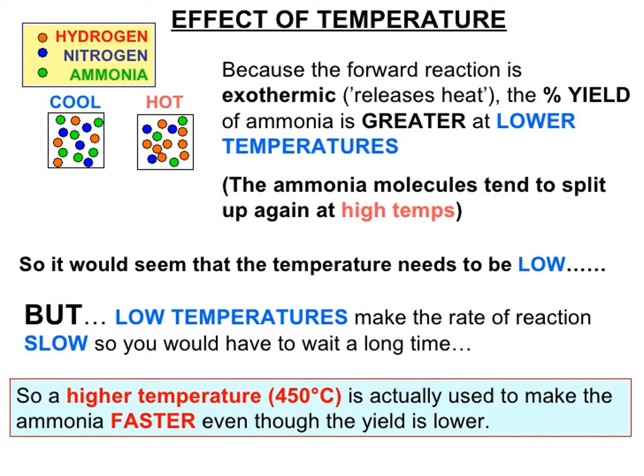The yield of ammonia produced by the Haber process depends on two factors, temperature and pressure. The ammonia molecules tend to split up again at high temperature. That is another problem, that at high temperature ammonia molecules split up into nitrogen and hydrogen again. So it would seem that the temperature needs to be low. But with low temperature, what is the problem? Low temperature makes the rate of reaction slow, so you would have to wait a long time. So a high temperature of 450 degrees centigrade is actually used to make the ammonia faster even though the yield is lower.